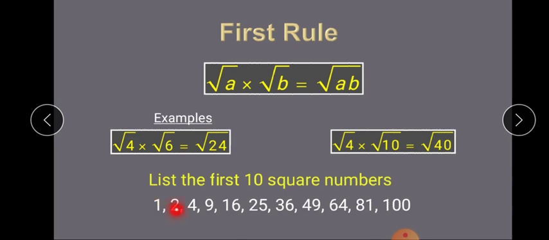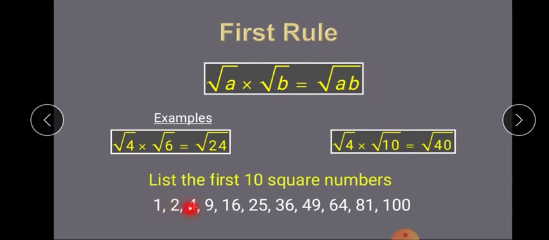Then comes 2. Sorry, 2 is not there. Just omit this 2. So 1 square is 1. 2 square is 4. 2 is omitted, okay? Don't take this number 2. So 1 square is 1.